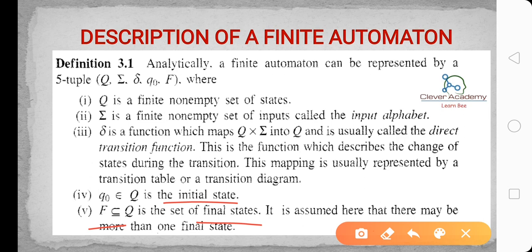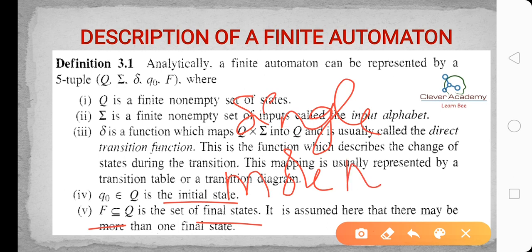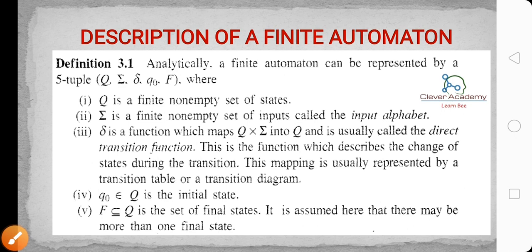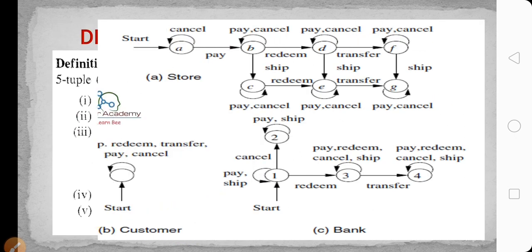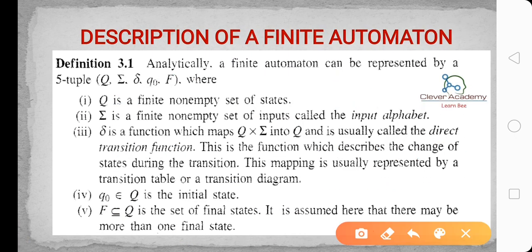You need to remember one thing: you may have a single final state, or you may have more than one final state. There is no restriction to specify only one final state. Whenever we are representing the data, the finite automata should consist of all these 5 properties.